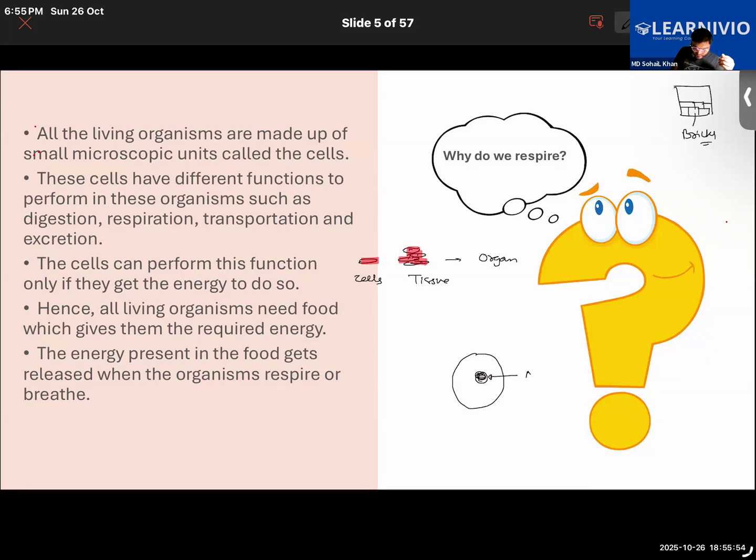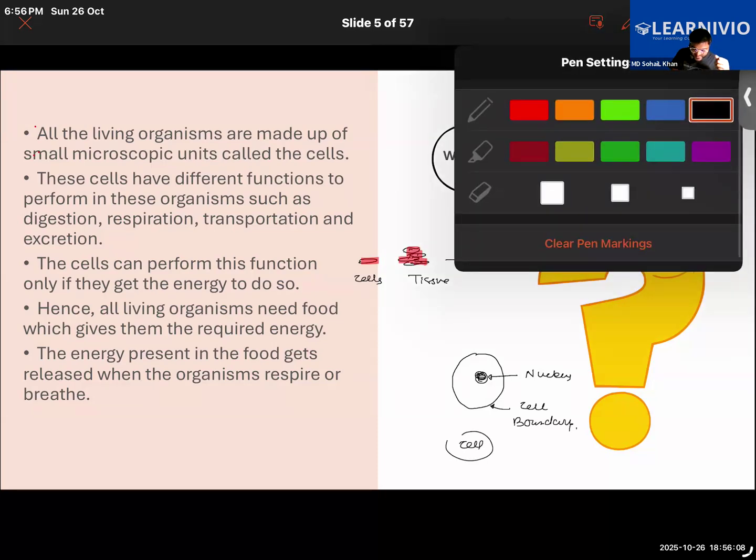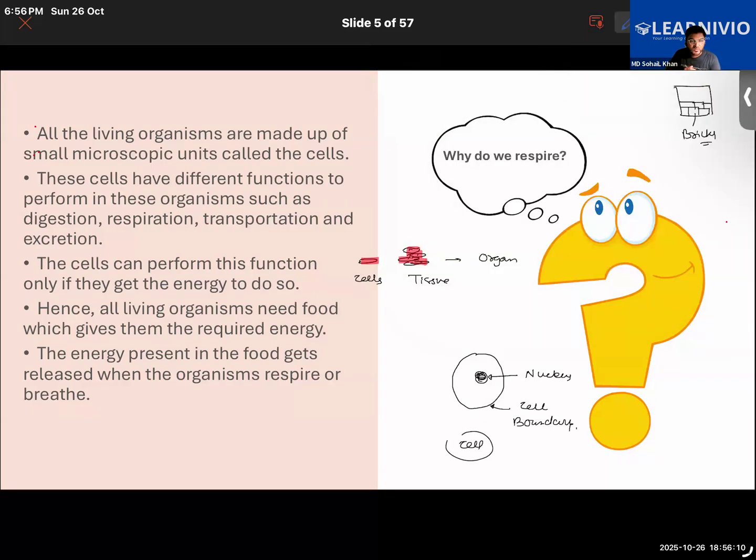This is called the nucleus of the cell. This is the cell boundary. A cell also has a boundary. So this is a typical structure of a cell. Now this cell also has to carry out different functions. What function does it need to perform?